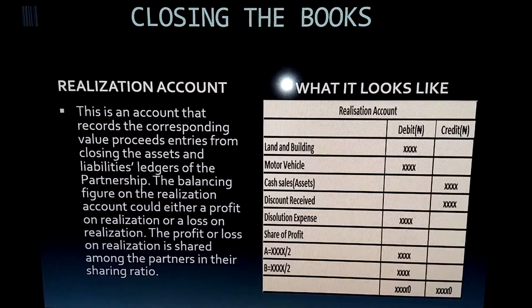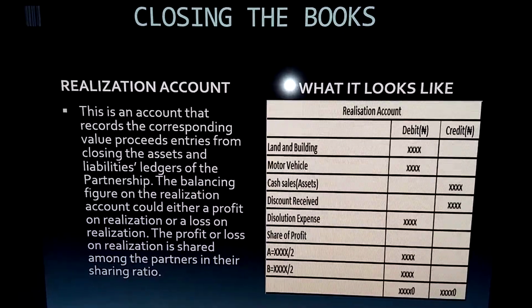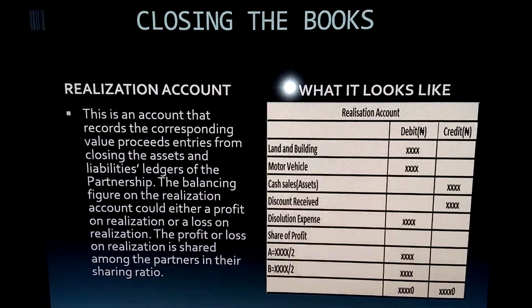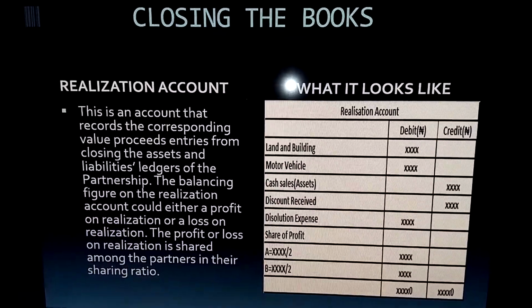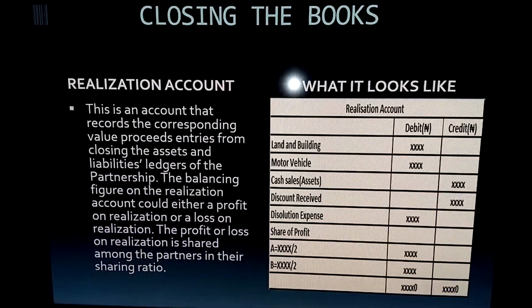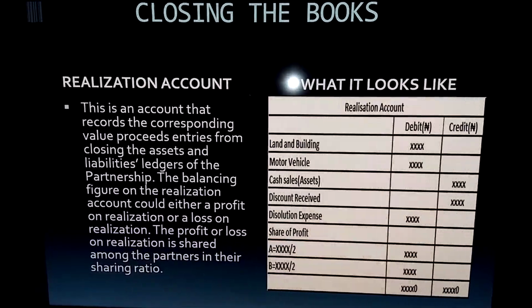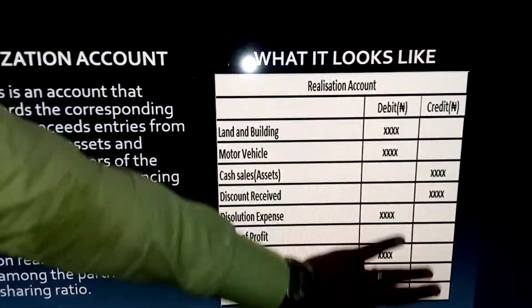So basically, if the proceed from the assets sold is higher than the cost of the assets, there's profit. If the cost of the asset is higher than the proceed from the assets, then there's what? A loss. So the account where you have this is what we call the realization account. So let's look at what it looks like. This is the realization account.